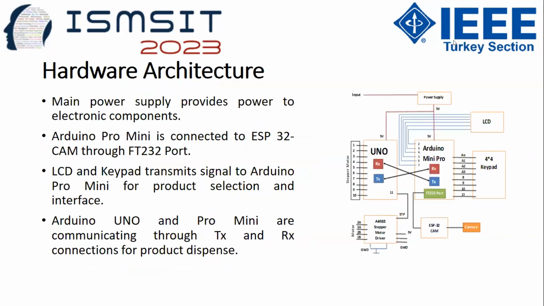So, hardware architecture. The main power supply provides power to the electronic components. The Arduino Pro Mini is connected to the ESP32-CAM through the FT232 port. The LCD and keypad transfer signals to the Arduino Pro Mini for product selection and interface. The Arduino Uno and Pro Mini are communicating through TX and RX connections to dispense the product. It means that they are going to deliver the signal, and after that, they can also receive the signal from each other.